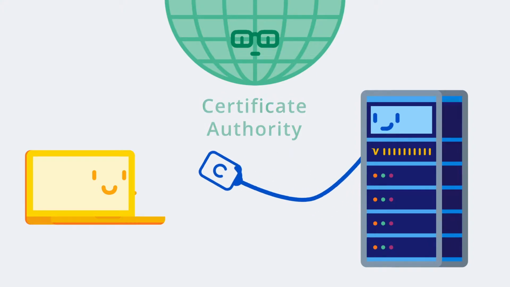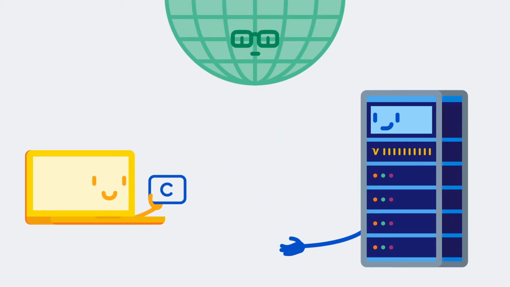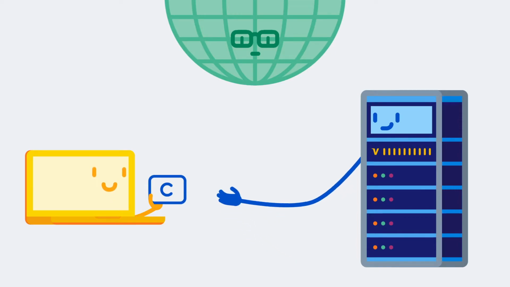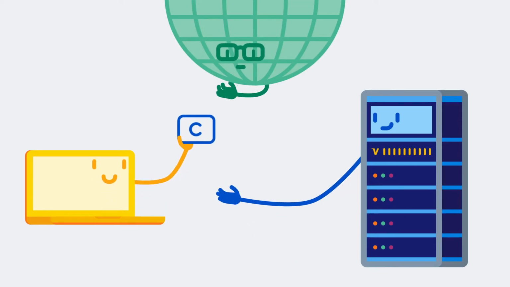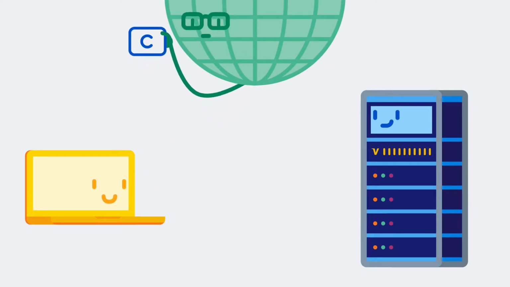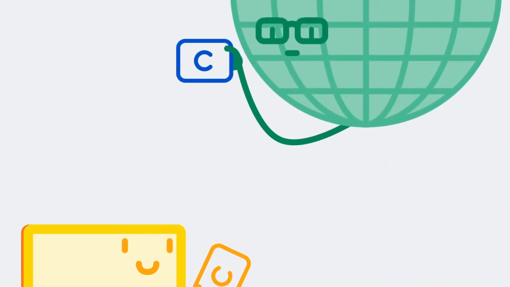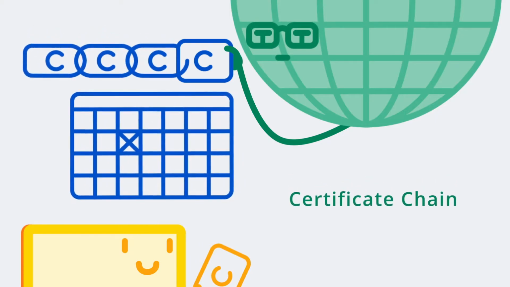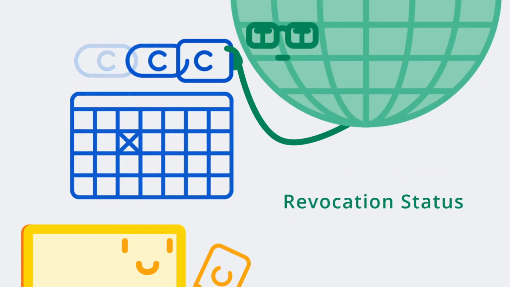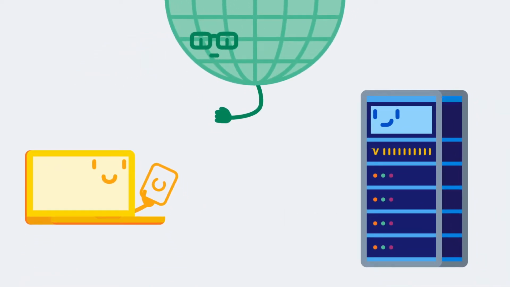In the first part of the two-way SSL handshake process, the server sends its server certificate to the client to validate. Alongside, the server requests the client to send its client certificate for the server to validate. The client checks and validates the server certificate. During validation, the certificate chain, expiration date, and certificate revocation status are checked.